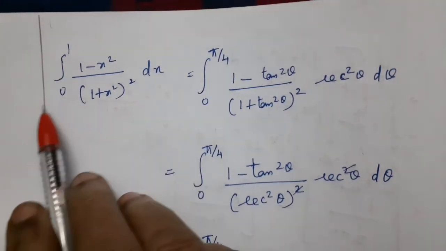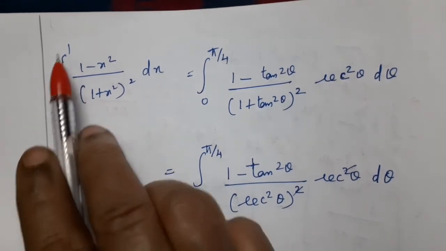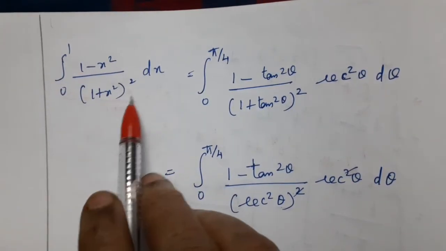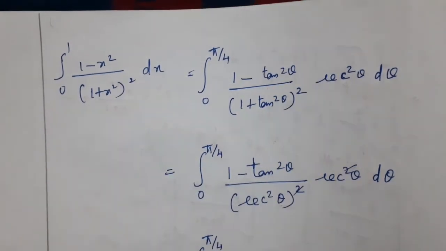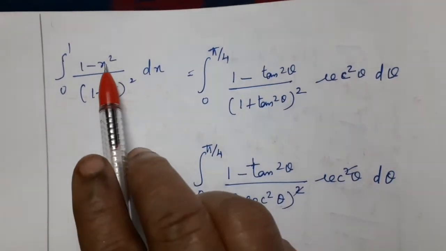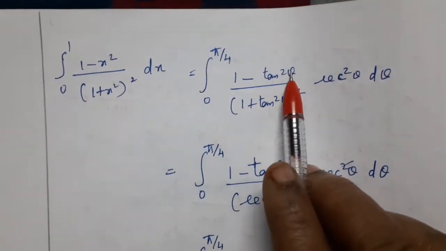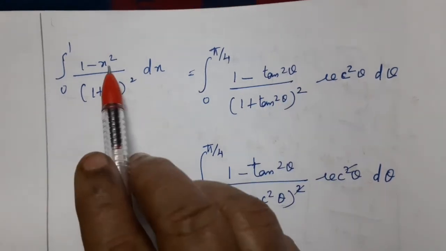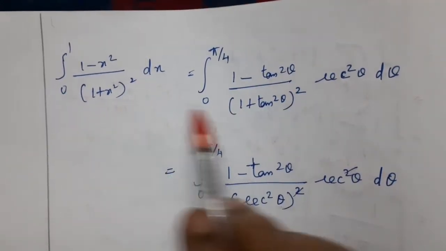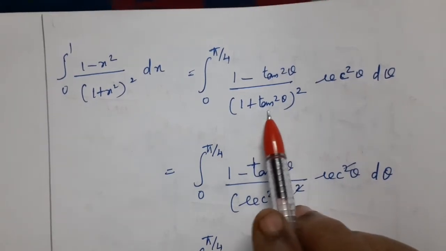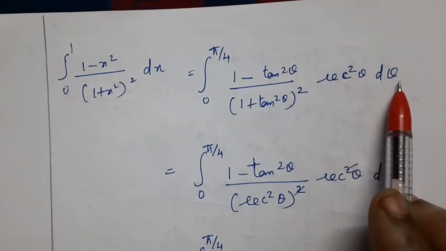Now see, I rewrite the question here. The given question is the integral from 0 to 1 of (1 minus x square) by (1 plus x square) the whole square into dx, rewritten in terms of theta. Instead of x, you substitute tan theta, so x square becomes tan square theta: 1 minus tan square theta by (1 plus tan square theta) the whole square. And dx is nothing but secant square theta into d theta.